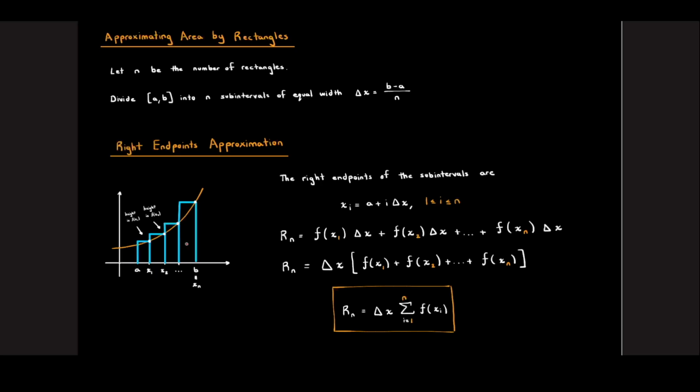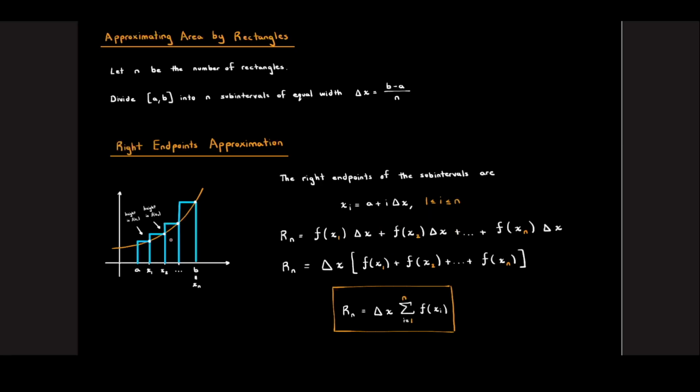rectangle. What's the area of a rectangle? Height times width. Well, the height of the first rectangle is given by f of x1. What's the width? Delta x. So that's where you get this expression. Plus the area of the second rectangle. What's the area of the second rectangle? Well, its height is f of x2, right? The function evaluated at the right endpoint of this subinterval. And what's the width? Delta x. That's where this comes from.